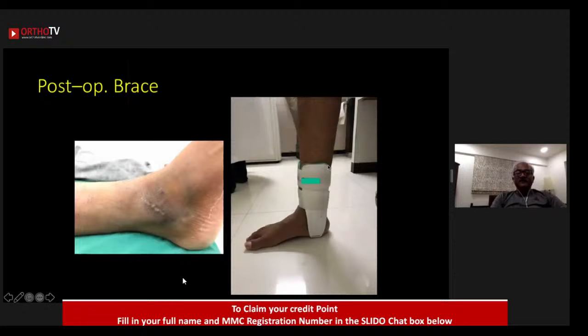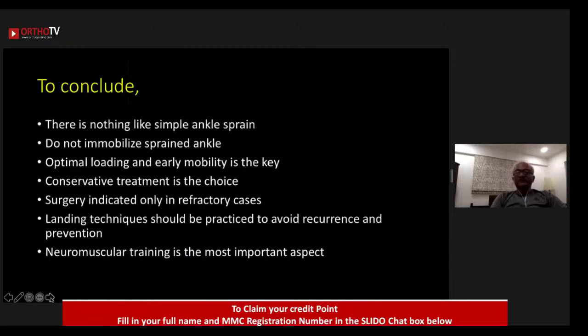Post-op brace, normally we put this patient for 4 weeks in a slab and then use an air cast brace like this for the further rehab program, which goes on for 3 months.